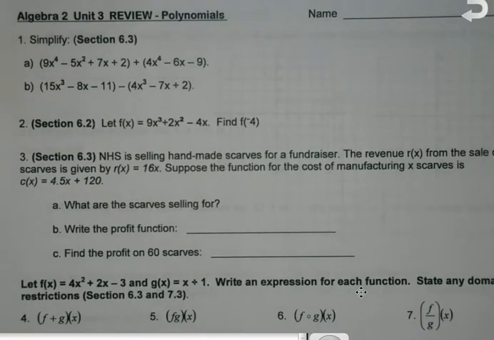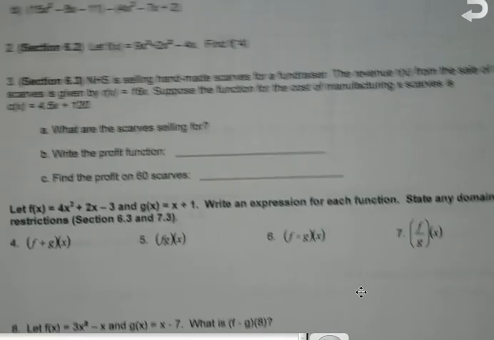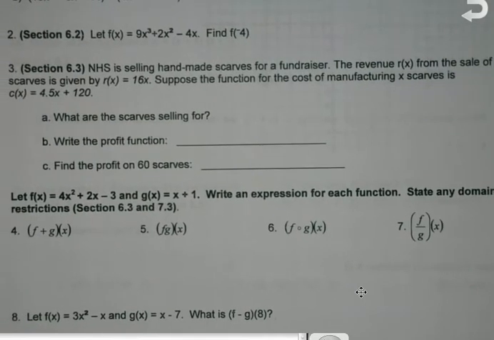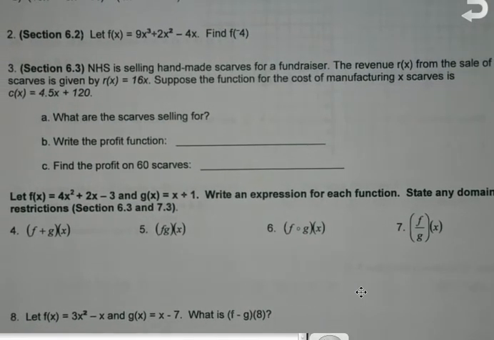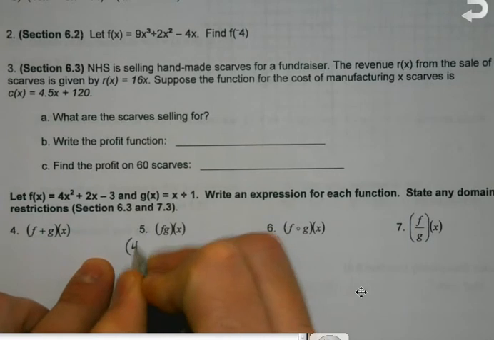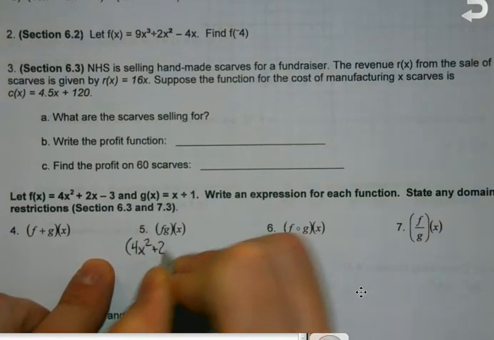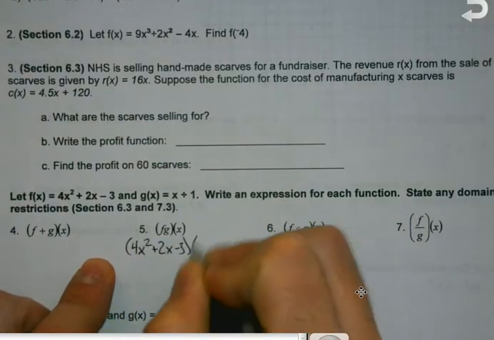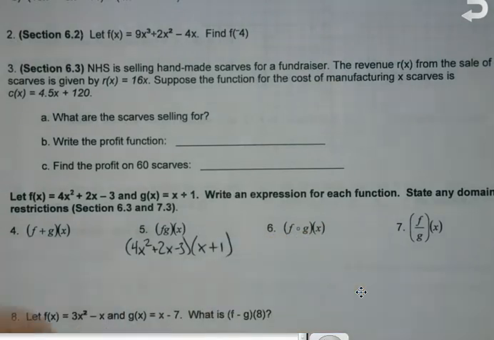First hour, starting with 5. Okay, let me bump this up a little bit. We're starting with 5. Okay, we have f of x and g of x. We're finding f times g of x. So basically what I'm doing here is I'm taking my f of x polynomial and I'm multiplying it times g of x. Most of you, I'm assuming, for this are heading to a box.